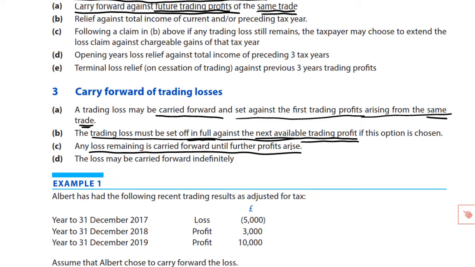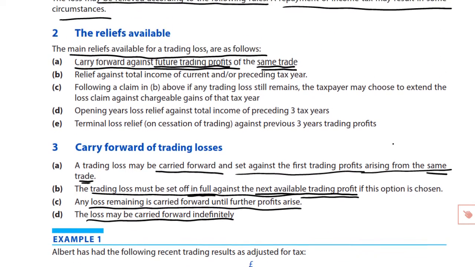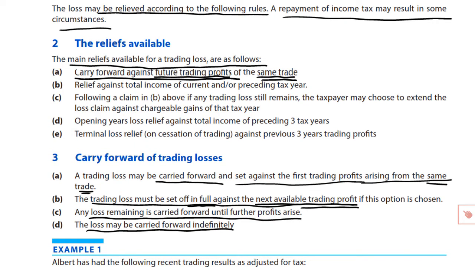And so long as that same trade continues, then that loss may be carried forward indefinitely. If the trade ceases, then that loss will lapse at that point in time. If we have not otherwise been able to use it, then on cessation, there is no future same trade to carry it forward to. Any unused losses at that point in time will then sadly lapse. Okay, so a very simple relief, but probably not the first one we would choose to use because we have to wait around before we get any benefit from it. There's no immediate cash flow benefit to the individual.